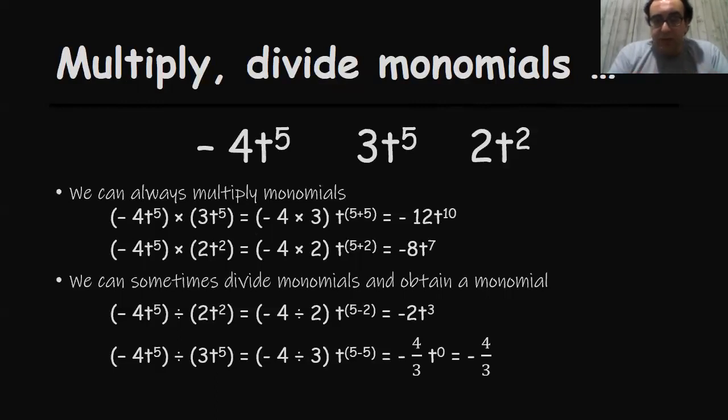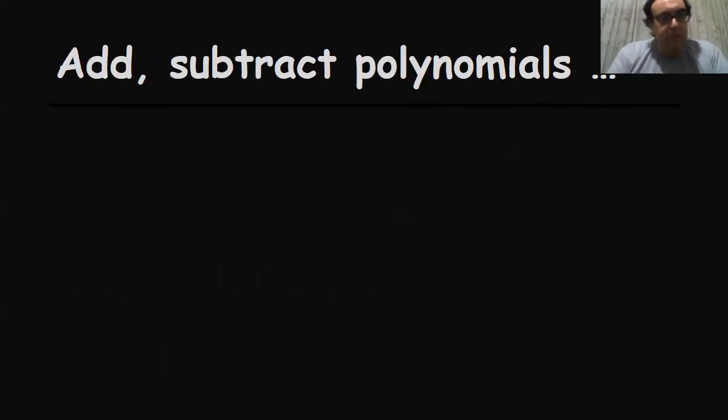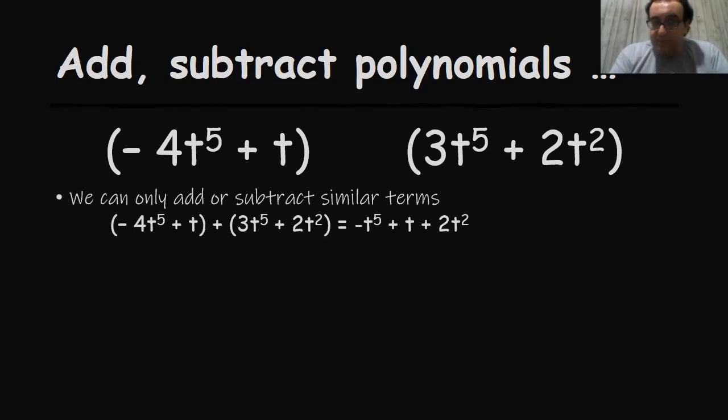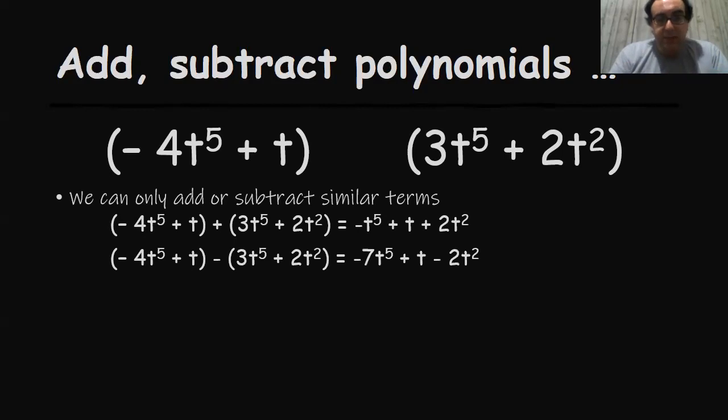We cannot obtain a monomial if we divide, for example, 2t squared by minus 4t to the 5th. We can divide the coefficients, and we have minus 1/2 t to the minus 3. t to the minus 3 is 1 divided by t cubed, and it's not a monomial because we have a division by t. We can add polynomials by adding only the similar terms. And we can subtract them also.